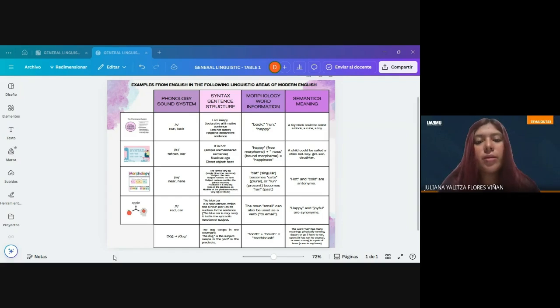Hello, Miss. My name is Juliana Flores. Then there is syntax, which is the structure of sentences. It shows how sentences are formed. Like I am sleepy, which is a simple affirmative sentence. Or it is not remembered, which is a negative sentence with a subject, verb, and object.